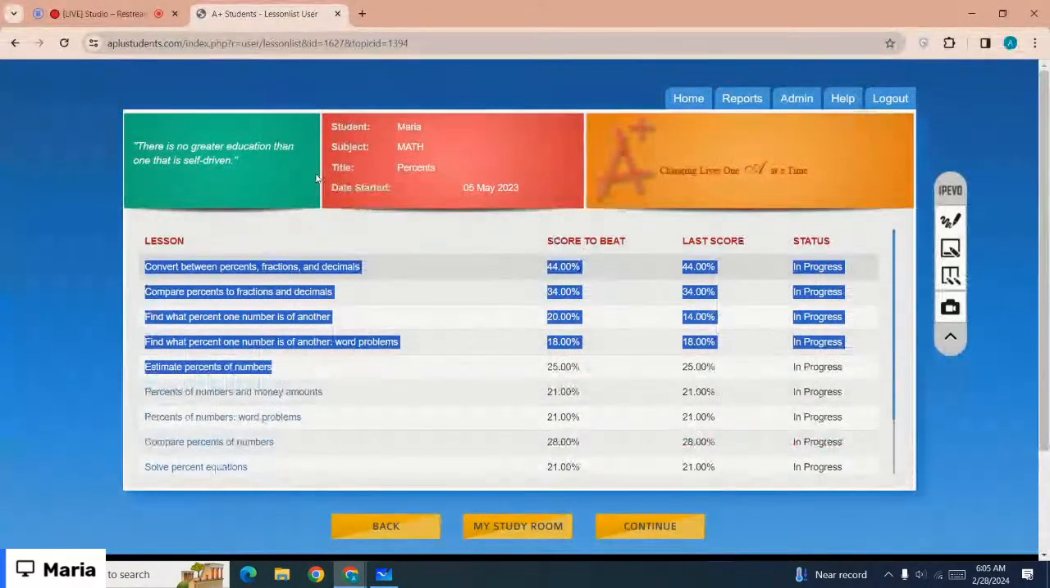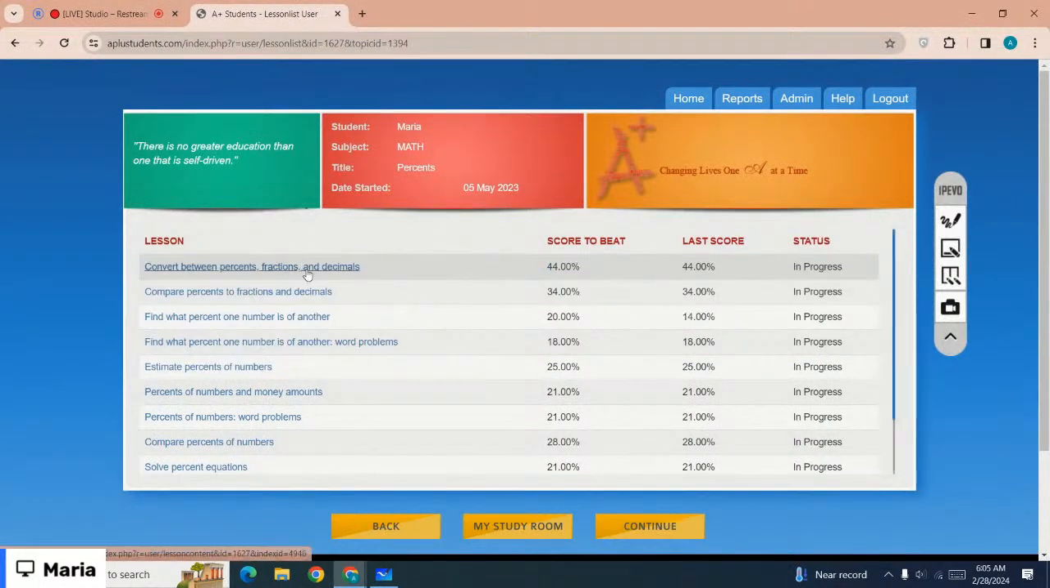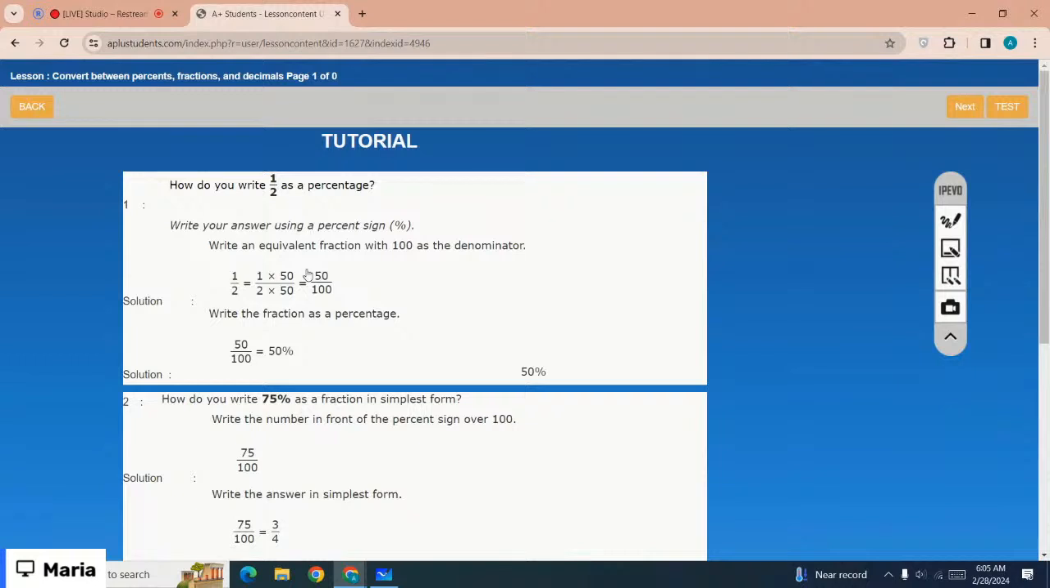Here I'm on grade 8 math. Let's start with the first lesson, convert between percents, fractions, and decimals. The first one is, how do you write 1 by 2 as a percentage? You have to write the fraction as a percentage, right? So how do you write the fraction as a percentage?